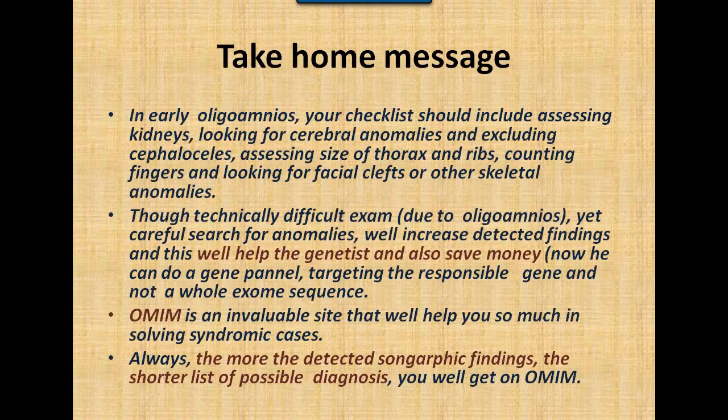The take-home message: in early oligoamnios, your checklist should include assessing kidneys, looking for cerebral anomalies and excluding cephaloceles, assessing size of the thorax and ribs, counting fingers, and looking for facial clefts or other skeletal anomalies. Though it is a technically difficult exam due to oligoamnios, yet careful search for anomalies will increase detected findings, and this will help the geneticist and also save money. Now he can do a gene panel targeting the responsible gene and not a whole exome sequence.